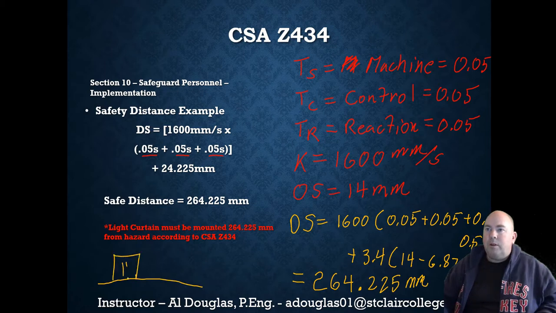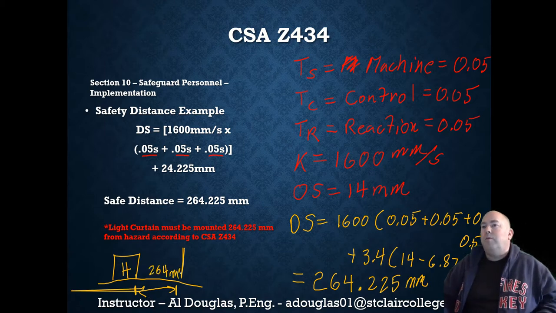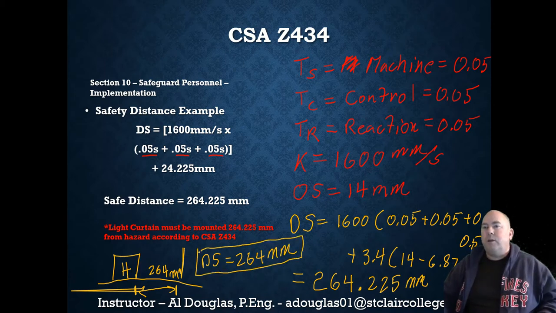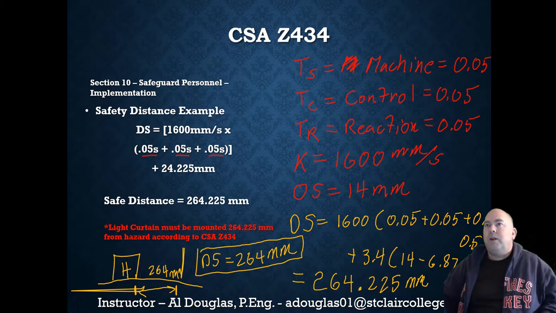So this is basically saying: this is my hazard, this is my light curtain. With these numbers, I can travel 264 millimeters before this hazard comes to a complete stop. So I would need to put this light curtain at least 264 millimeters from the hazard. That is how we do the safe distance calculation.